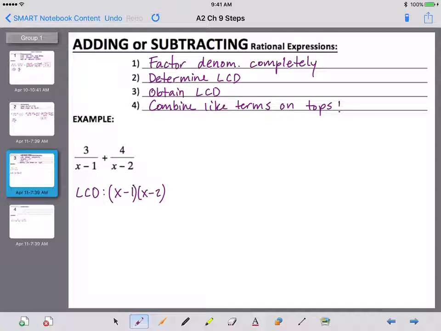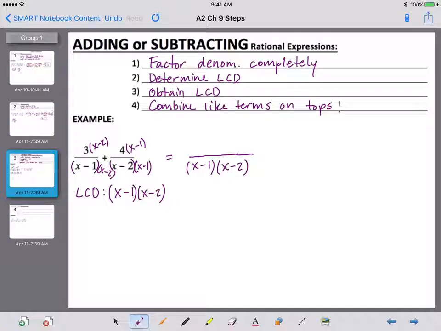So to figure out that LCD, I notice I have to multiply the first fraction's numerator and denominator by the other fraction's denominator, x minus 2. So using that same idea, we can multiply the second fraction by the first fraction's denominator, x minus 1. And if you look at the denominator that we created, it's that LCD that we pointed out below, x minus 1 times x minus 2.